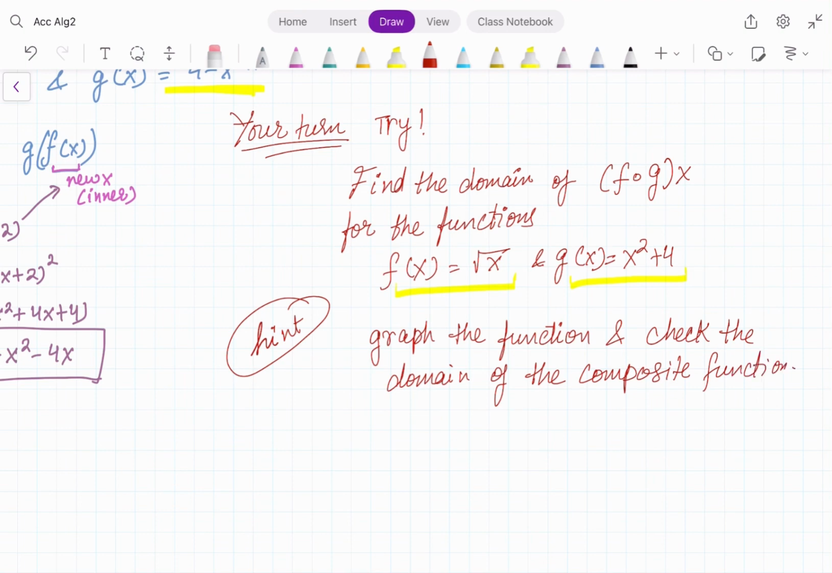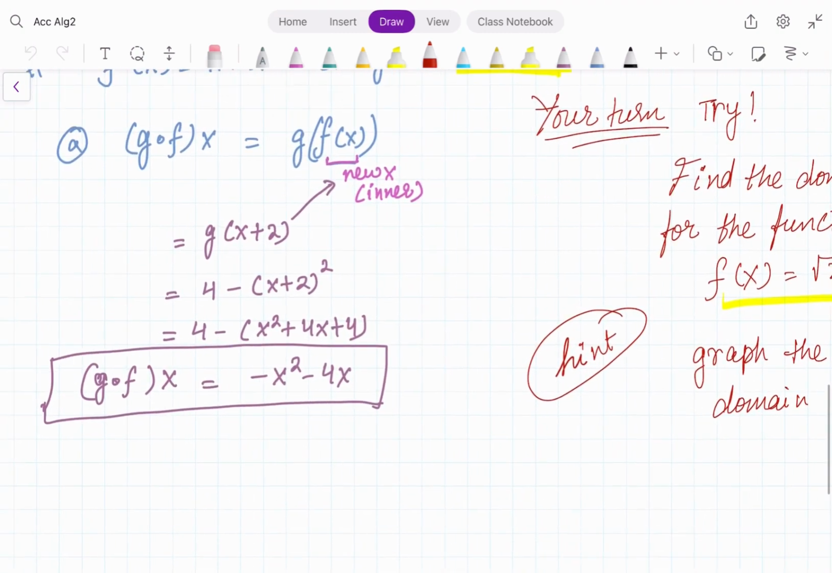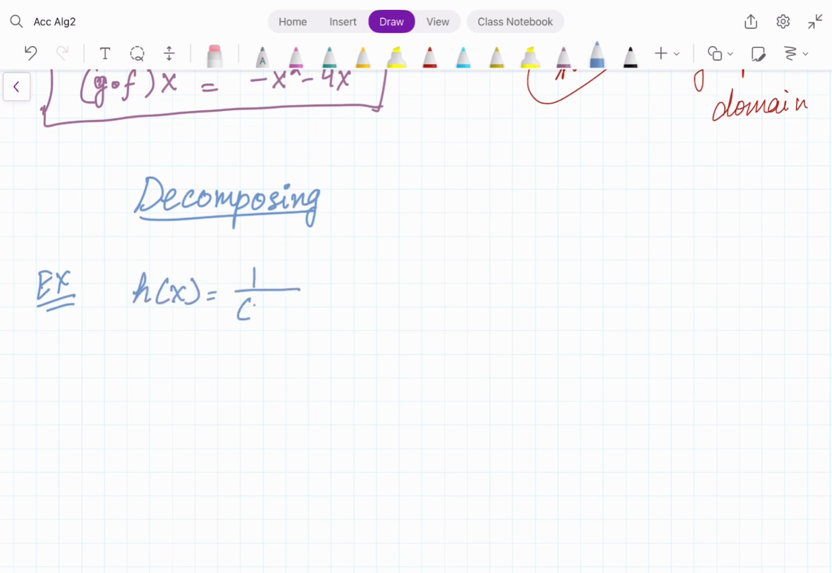Composite function. Right? Now another important thing in this chapter is called decomposing. With decomposing, it is going backwards. That means the composite function is given to you and they will ask you what were the two initial functions. For example, they might give you f composed of g and ask you what is f of x, what is g of x, or they might give you g composed of f and want you to tell them what is g of x, what is f of x. That process is called decomposing.